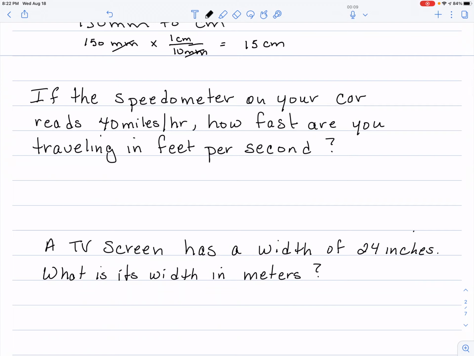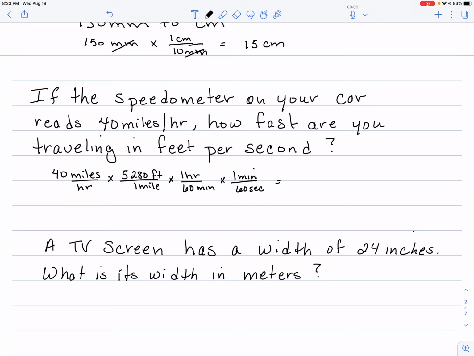Okay, let's do a few more. So in this question, we have a speedometer on your car that reads 40 miles per hour. I'm going to write that down because that's what we want to convert. And we want to know how fast you are going in feet per second. So we look at our conversion sheet and we see that there's 5,280 feet in 1 mile. Okay. And we know in 1 hour there are 60 minutes.